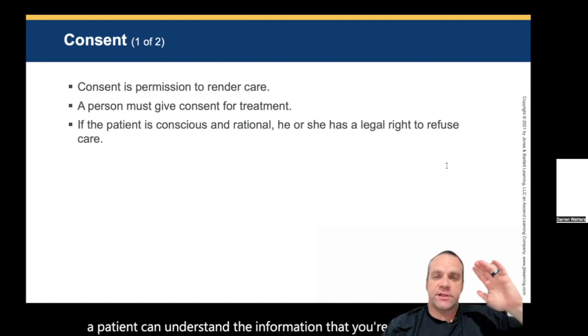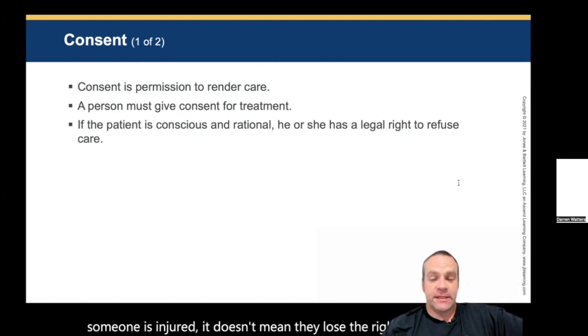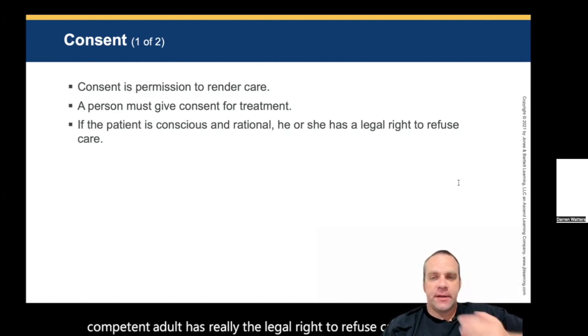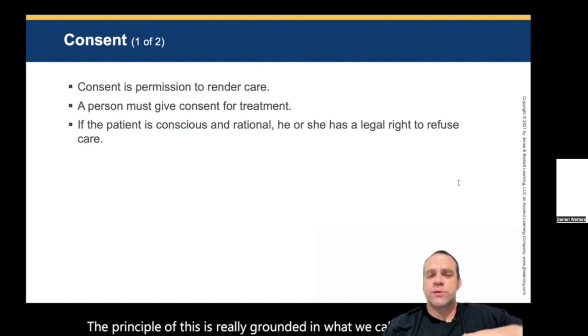So to be clear, just because someone is injured, it doesn't mean they lose the right to say no. A competent adult has the legal right to refuse care, even if the decision is life-threatening. The principle of this is grounded in what we call patient autonomy, the right of individuals to make decisions about their own medical care.